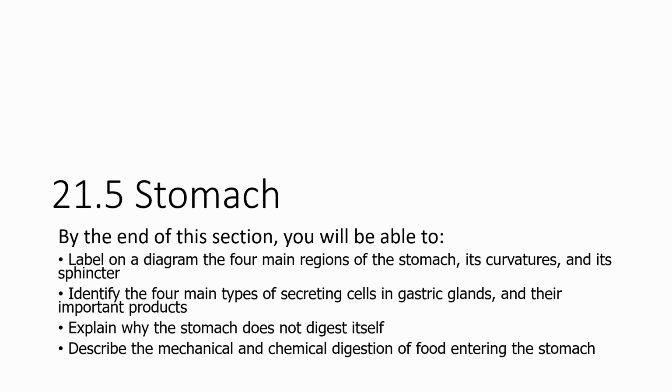We'll talk about the four different types of cells we find in the gastric glands and what products they produce to secrete into the stomach. We'll talk about how the stomach doesn't digest itself, and then go into the mechanical and chemical digestion that happens inside of the stomach as well.